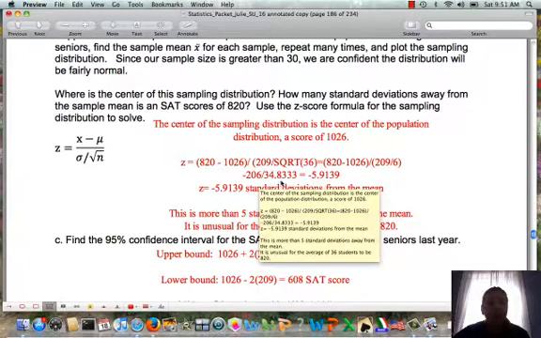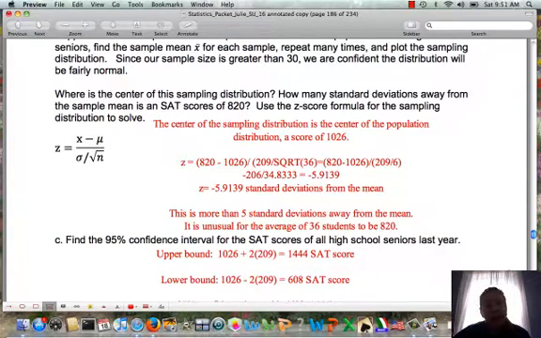and then we end up with negative 206 divided by 34.83333, and so we end up at negative 5.9139. Our z-score formula is telling us we are negative 5.9, or almost negative 6 standard deviations from the mean. So this is a very extreme outlier.